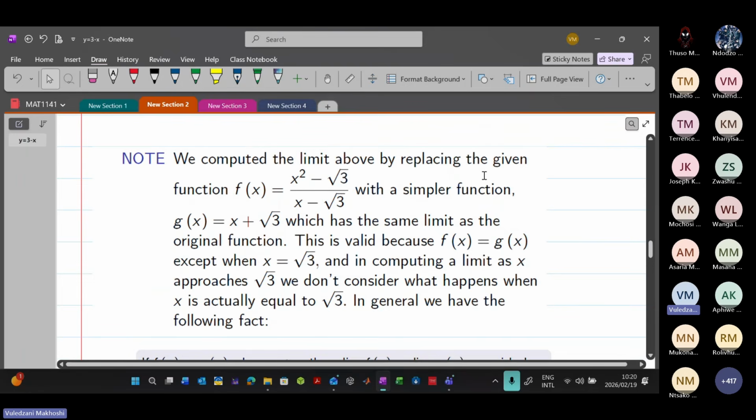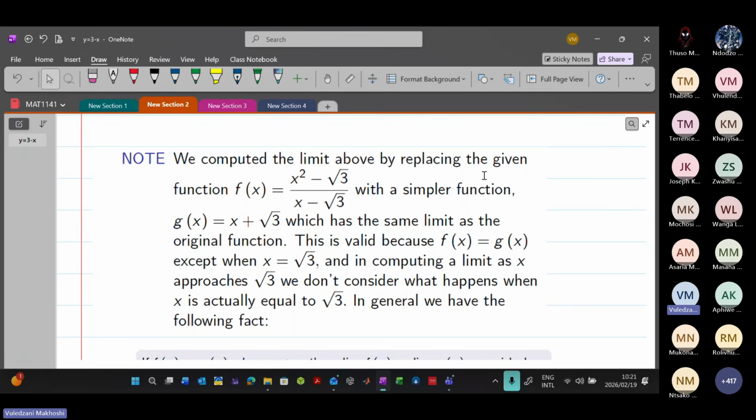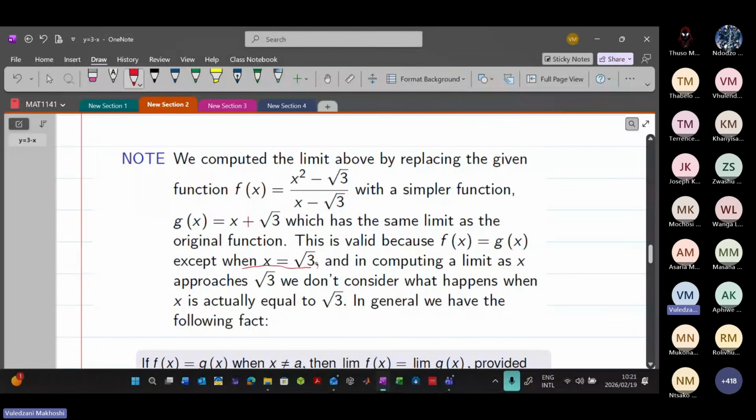So what we have just done is explained here: we computed the limit above by replacing the given function f of x equal to x squared minus 3 over x minus square root of 3 with a simpler function g of x equal to x plus square root of 3, which has the same limit as the original function. This is valid because f of x equals g of x except when x is equal to square root of 3. And in computing a limit as x approaches square root of 3, we don't consider what happens when x is actually equal to square root of 3.